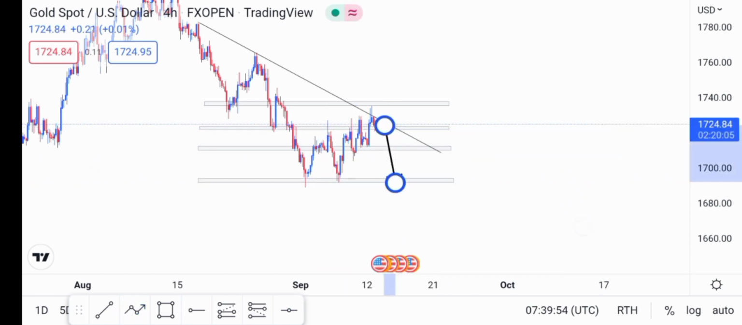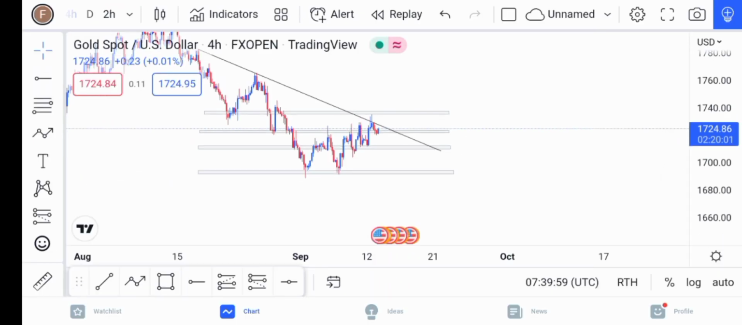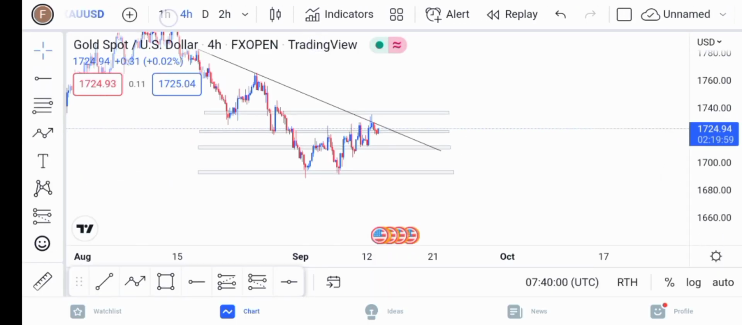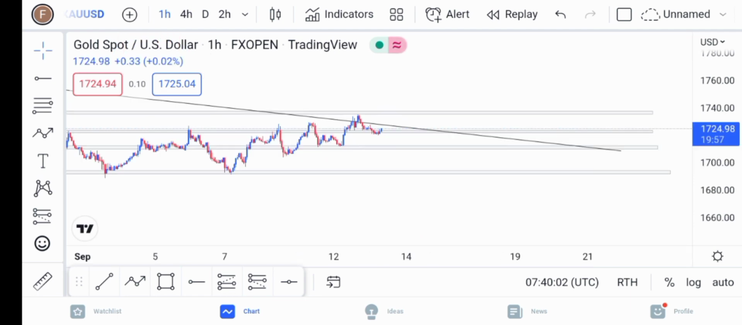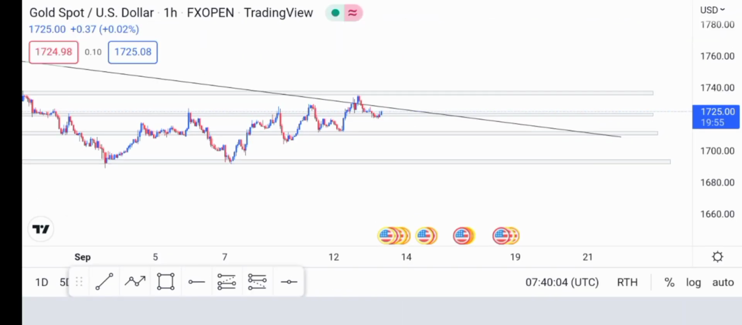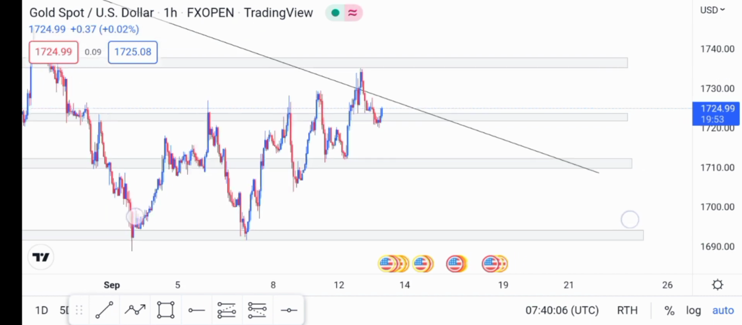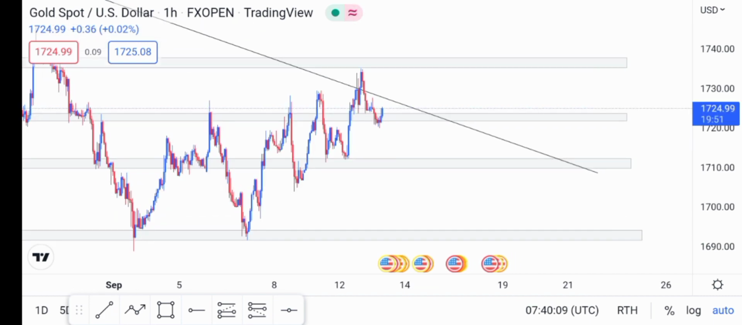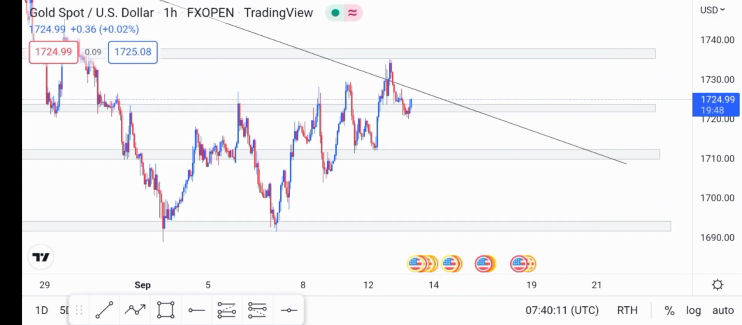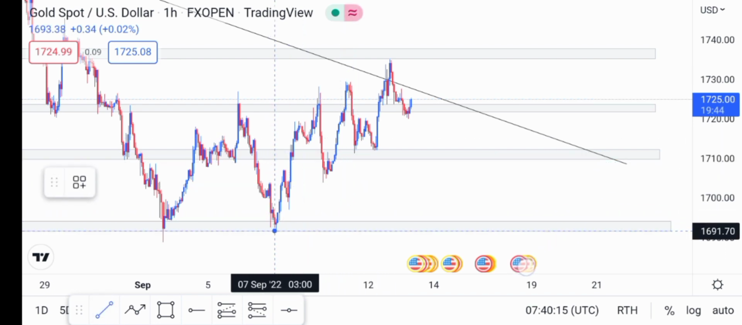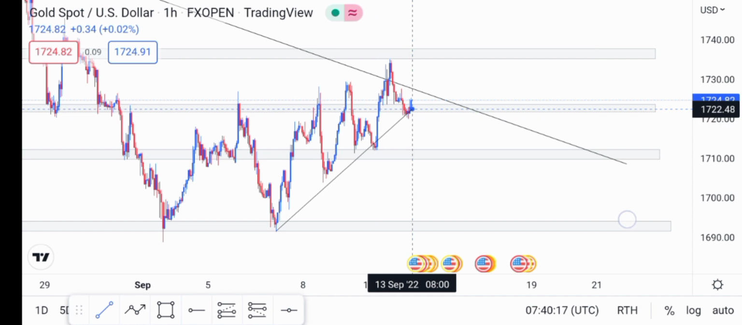So let us move to the lower time frame to see what's really going on. Let us move to the 1-hour time frame. I need to get to the bottom of this to see what's really going on. As you can see, the market has been pushing to the upper side so beautifully. So let me draw this trend line right over here.